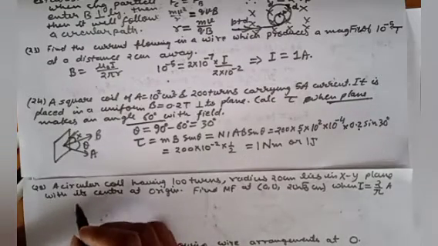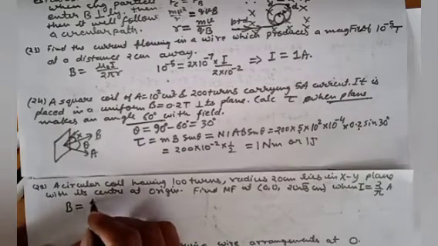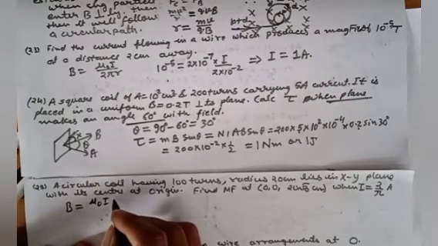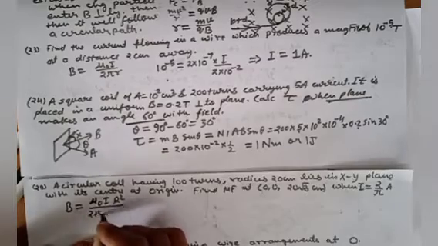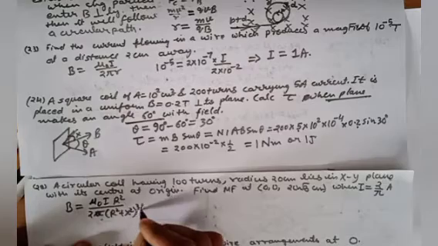So what we are going to do here: B on axis is equal to, we know that it is mu naught I r square upon 2 times (r square plus x square) to the power 3 by 2.